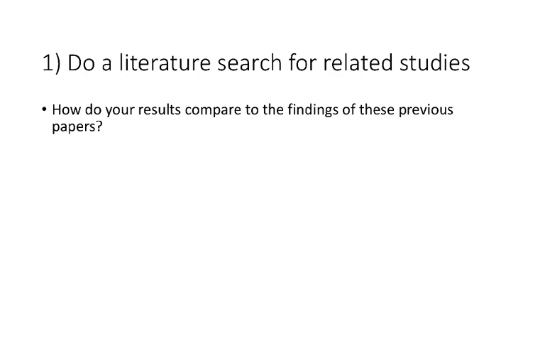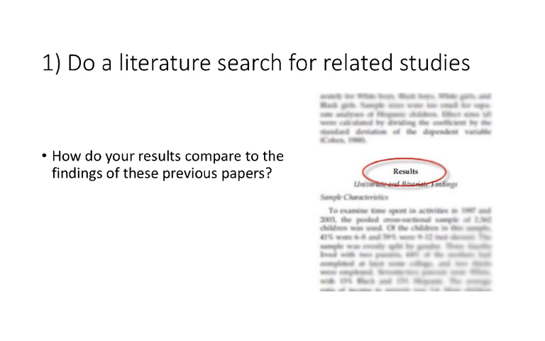And when you're looking for these related studies, you want to pay attention to a couple things in particular. The first thing is how your results compare to the findings of these previous papers, as we've already talked about. To find this information, you want to make sure you're focusing on the results section of those other papers. That's where they're going to describe the results that they found, and you can compare what you found in your study to their results.